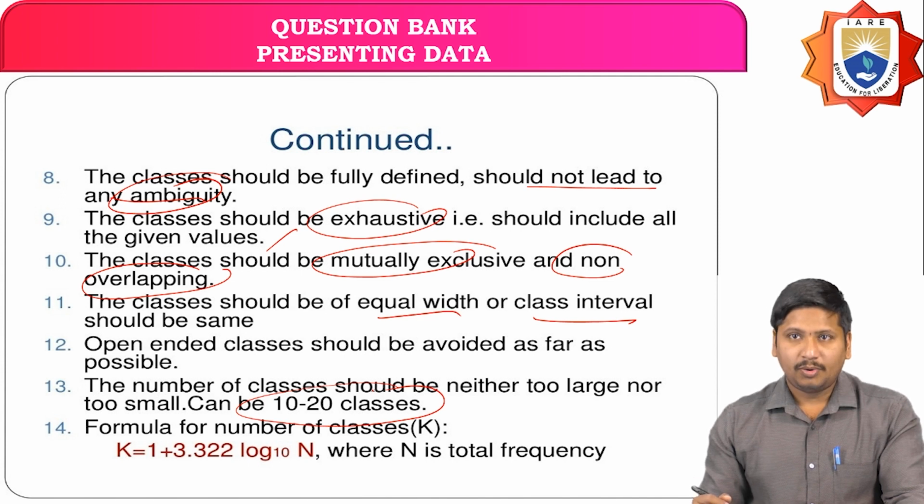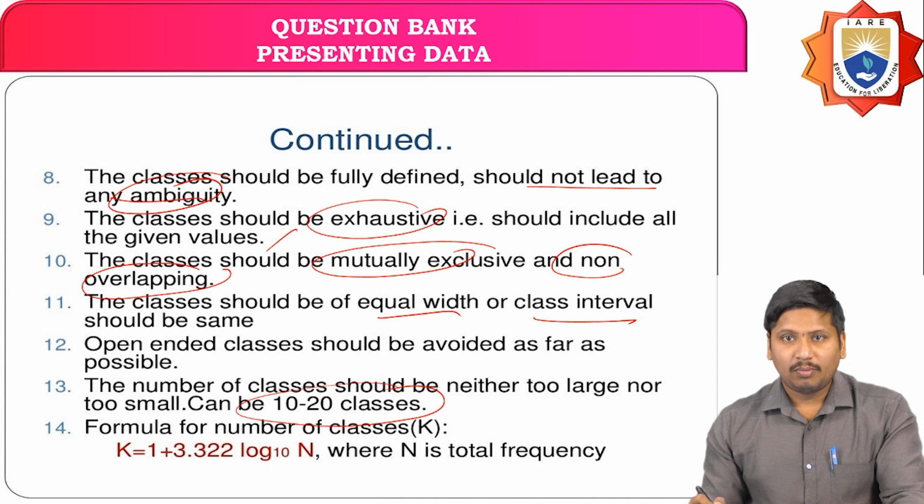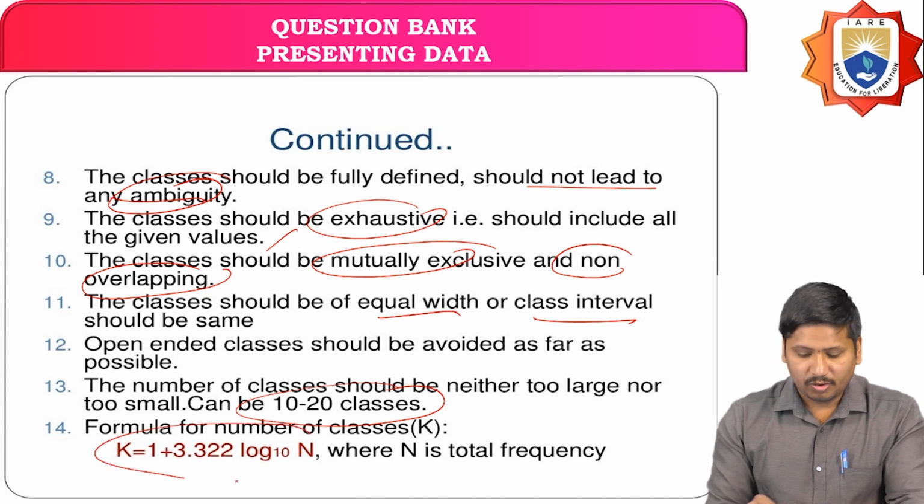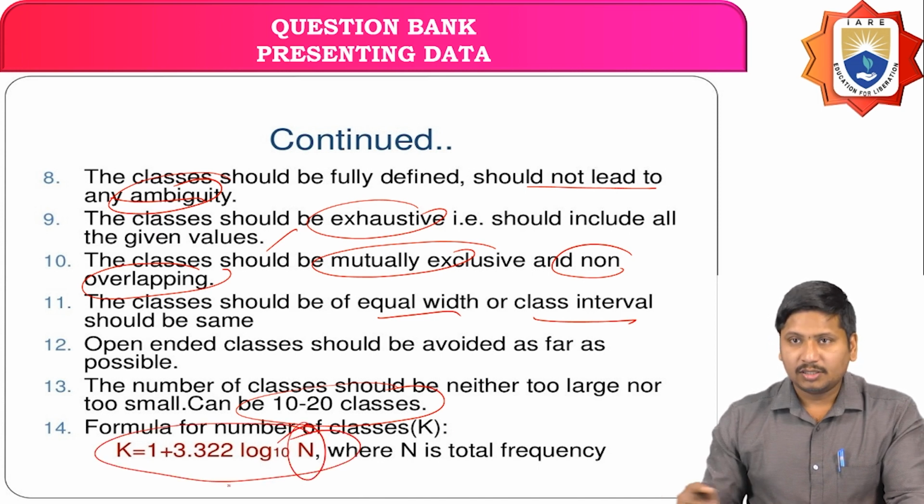How to find the number of classes for any kind of application is k equal to 1 plus 3.322 log n. This is the formula to be considered. Here n is the total frequency.